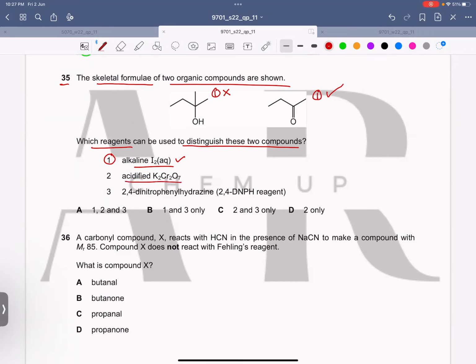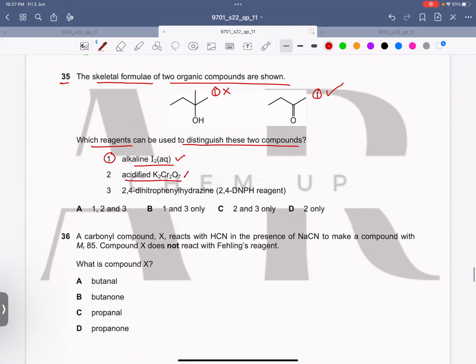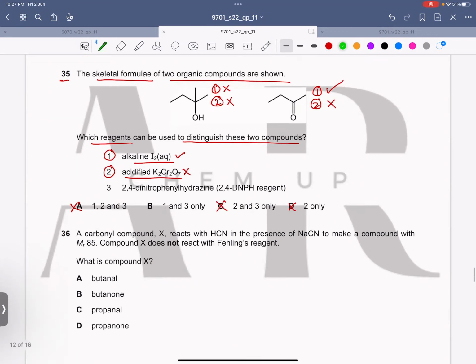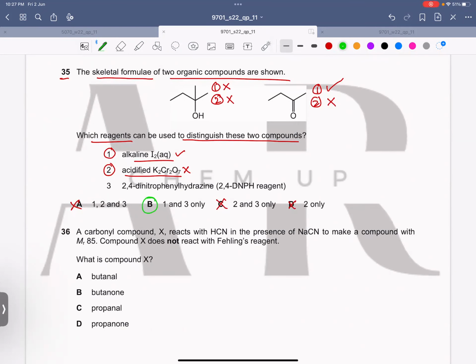Number 2 is acidified dichromate. So this is not going to do a test with any one of these because it's a tertiary alcohol and it's a ketone. So remember, neither ketone nor tertiary alcohol oxidizes. So 2 goes wrong, and if 2 goes wrong, then A, C, and D, all three are incorrect, and B is the correct one. And 3 can also be used because 3 would not give a positive test with this one, but 3 would give a positive test with this one.